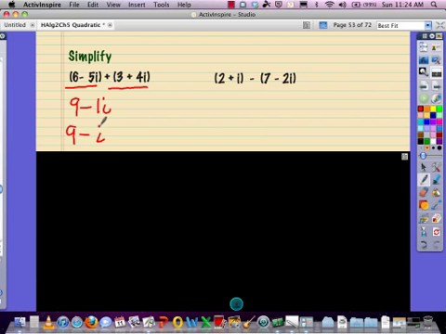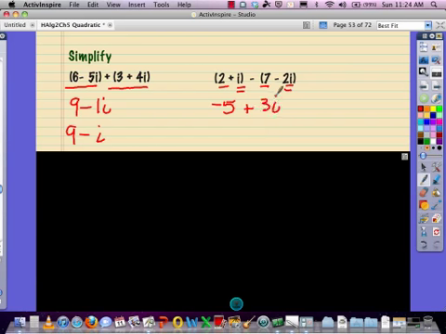Over here we're subtracting. Subtracting is very similar, as you know, just like it is in addition. So again, the same thing. The real plus the real, but we're subtracting this time, so make it the real minus the real. So 2 take away 7 is negative 5, and then do the imaginary parts. I subtract a negative 2i: minus a negative is plus a positive, so 1i plus 2i is 3i.